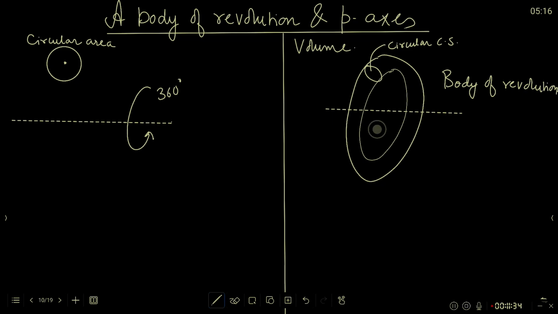Now, many rigid bodies that we come across are bodies of revolution, and if your body of interest is a body of revolution, then I am going to tell you how we can identify principal axes of the inertia of the body passing through a point.